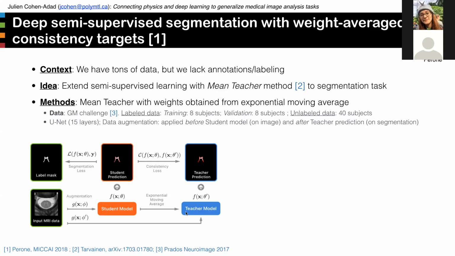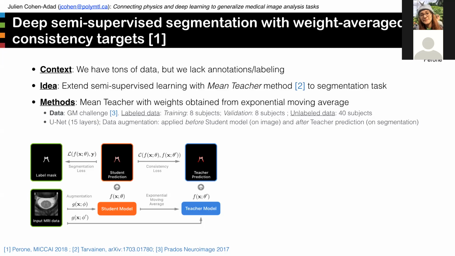For the teacher model, the weights are obtained by averaging the weights of the student model across previous training steps. So over time, the prediction of the teacher model will be more accurate than the student model itself. The main trick of that paper, compared to a classification task, was to make sure that for the unlabeled data, we have the same transformation for data augmentation applied on the image before entering the student model.